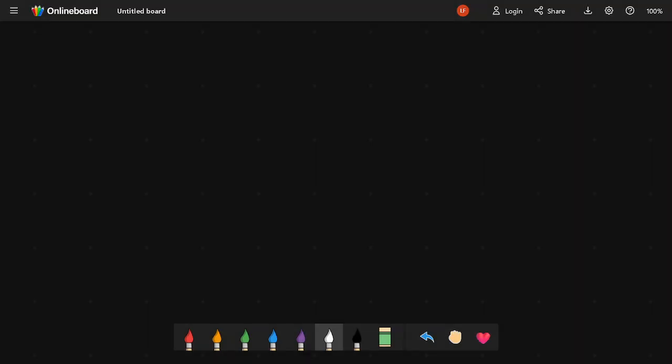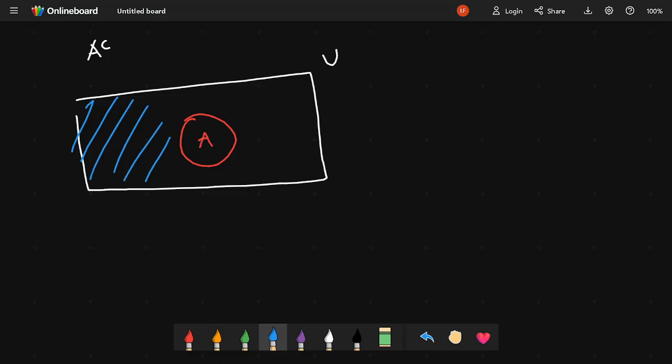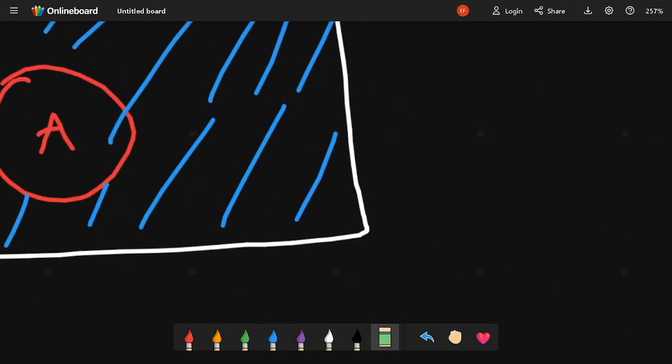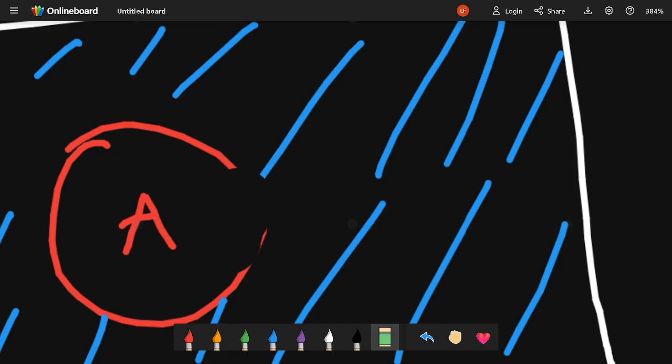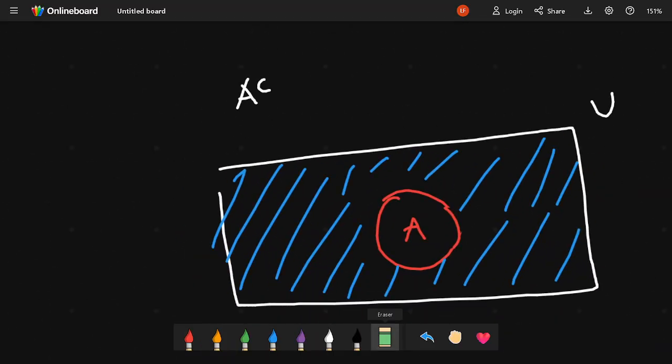Now we're going to try to visualize all these operations on sets visually. So first, we have A complement, and this is going to look something like this. So this is your universal set, and let's say this is your A set. So everything outside would look something like this. So let me erase this a little bit. Okay, that's good. So this would be your complement of a set.